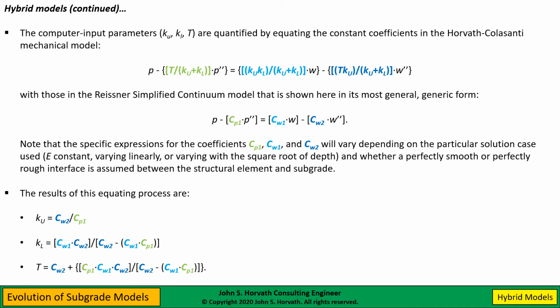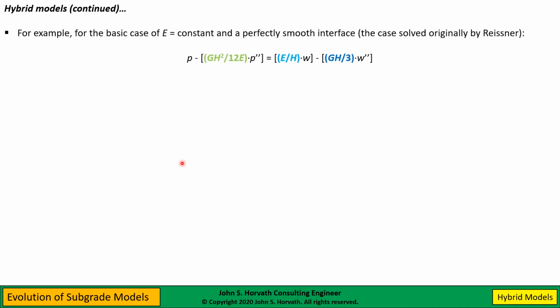Now, to illustrate this for one particular case, let's look at the most basic case, that of an elastic layer with a constant Young's modulus and an assumed perfectly smooth interface between, say, a mat foundation and the subgrade. This is the case originally solved by Reissner. So in this case, this is CP1, this is CW1, this is CW2. These are very simple algebraically. As I said, if we now go to linear variation or square root variation with depth, these become literally pages of algebra. These are quite complex algebraically.